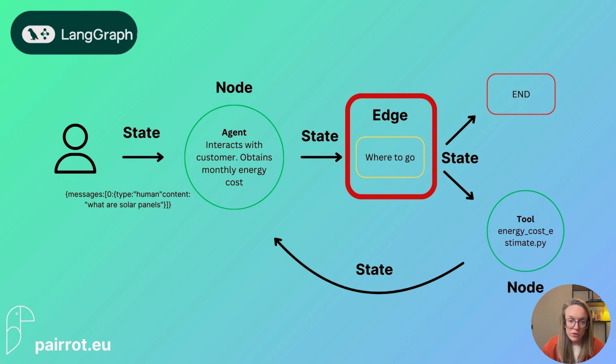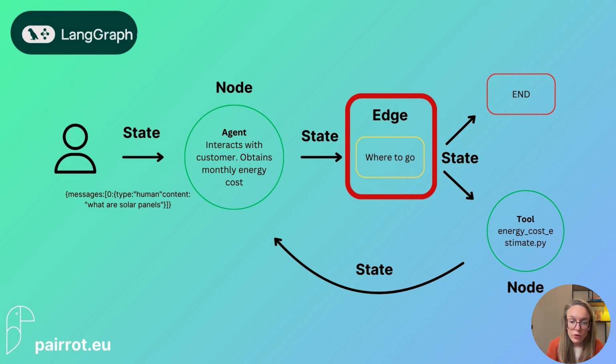Next, we have edges. If nodes are tasks, well then edges are the connections between them. Edges define the flow of the process, determining how the AI agent moves from one step to the next. In our solar panel example, an edge might connect the node where we collect the electricity cost to the node where we perform the energy saving calculation. The edge controls the flow between these nodes, ensuring that after we get the user's input, we move directly to the next step, calculating the savings.